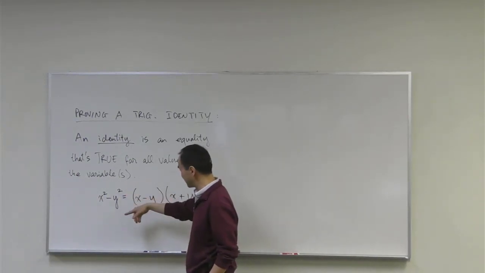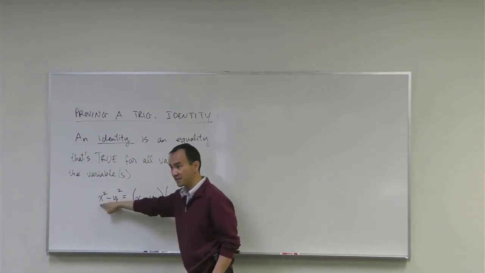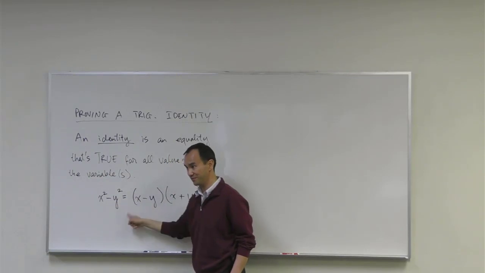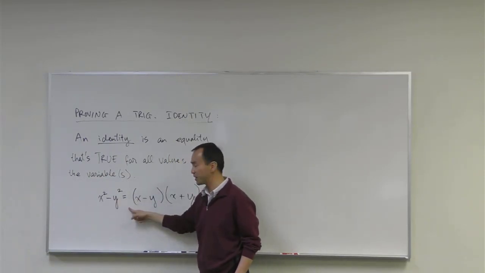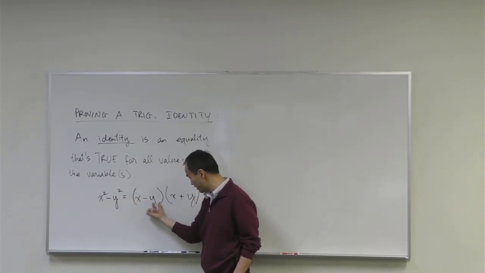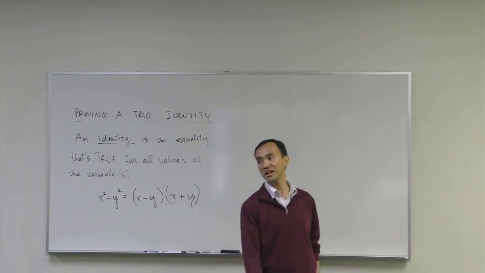So what does it mean by being an identity? It was proven to be always true no matter what the x value is and what the y value is. So for all values of the variables involved here, x can equal 1, y can equal 3. 1 squared minus 3 squared will always be equal to 1 minus 3 times in product with 1 plus 3. Right? And that's what an identity is.